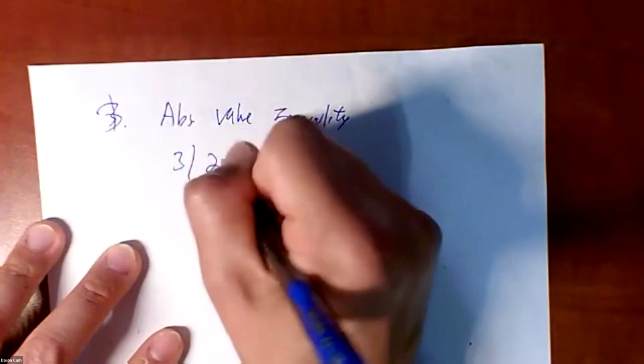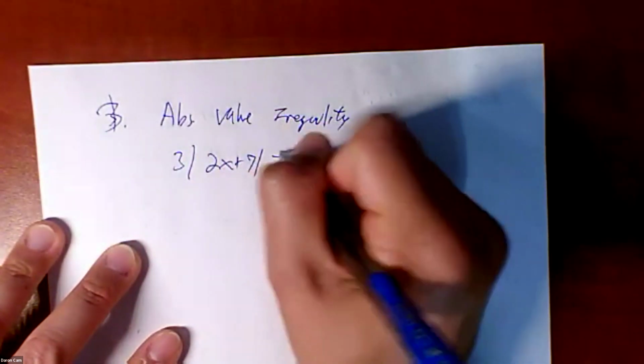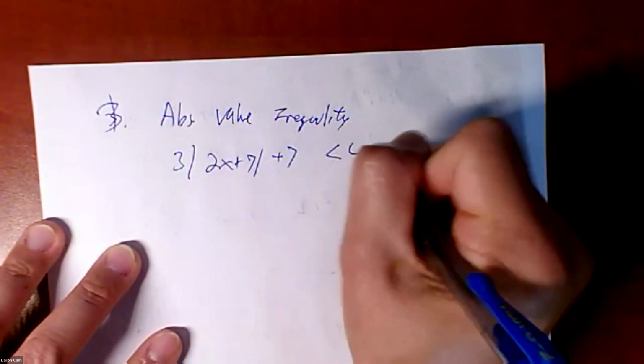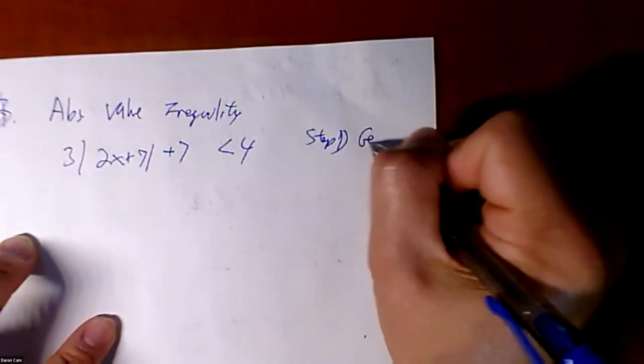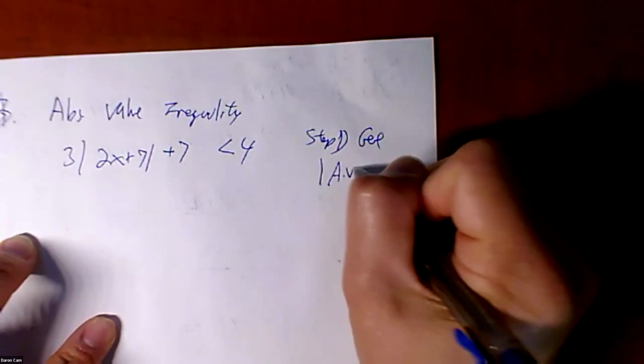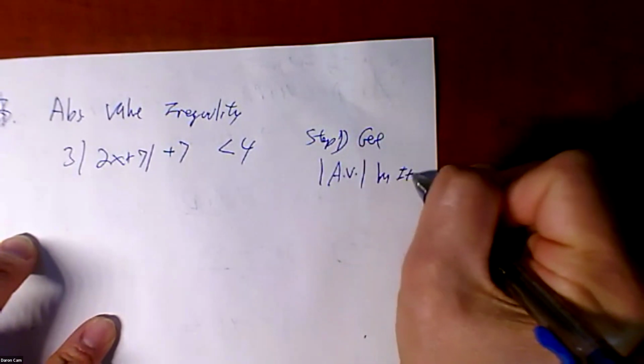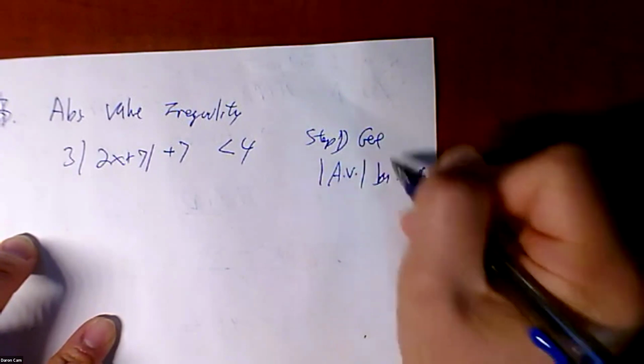So the problem is 3 times the absolute value of 2x plus 7, plus 7, which is less than 4. Okay, so step 1 is get the absolute value by itself. Okay, so we're going to get the absolute value by itself.